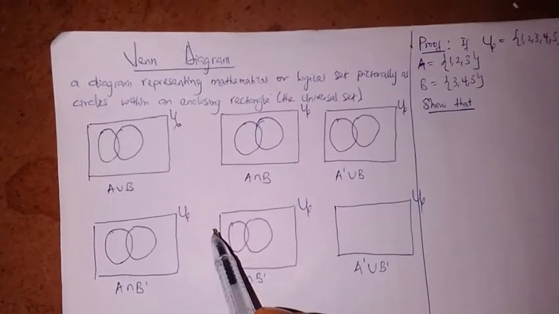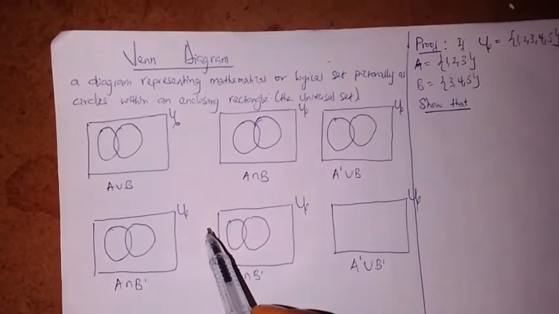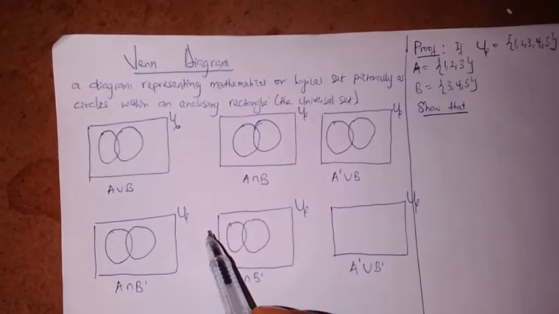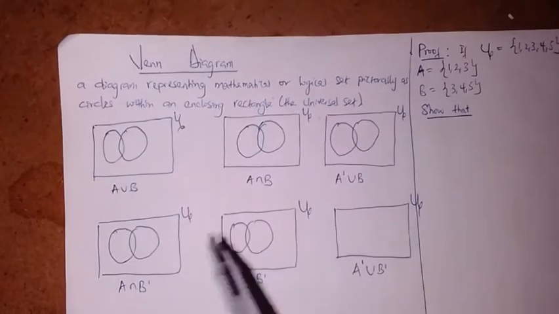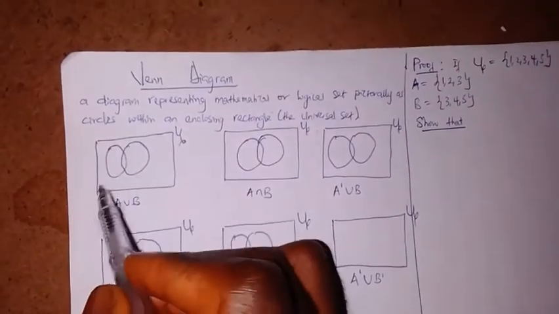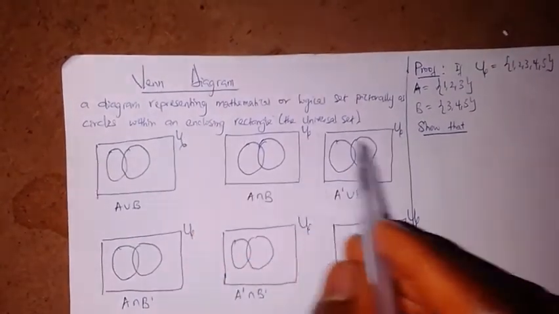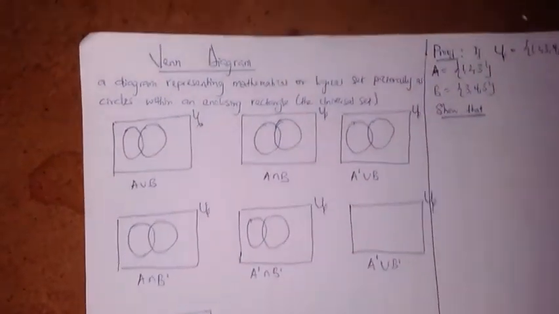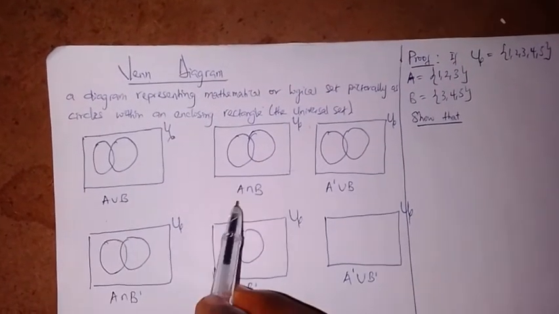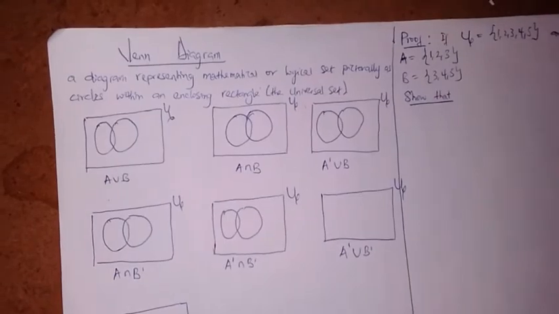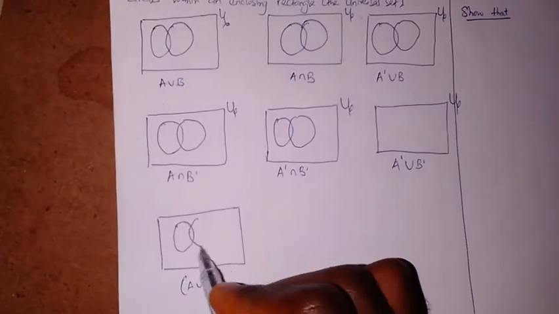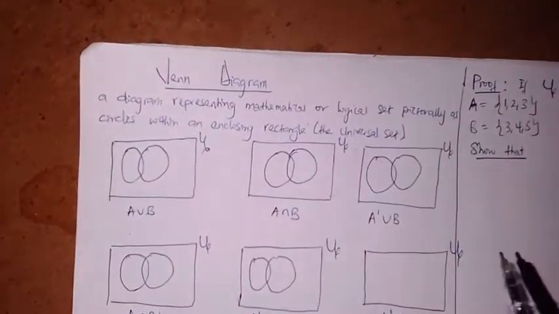Now, a Venn diagram is a diagram representing mathematical or logical sets pictorially as circles within an enclosing rectangle, which is our universal set. So automatically it means that this rectangle represents the universal set, as shown in all the diagrams here. Now, how do I represent A union B, A intersection B, up till (A union B)' as a Venn diagram? How do I present them in my Venn diagram?